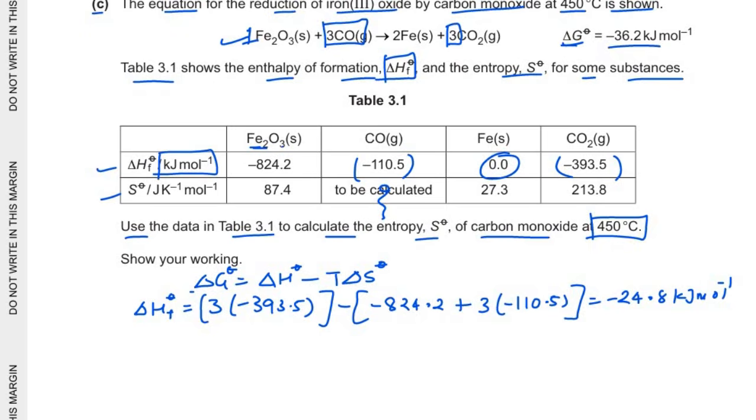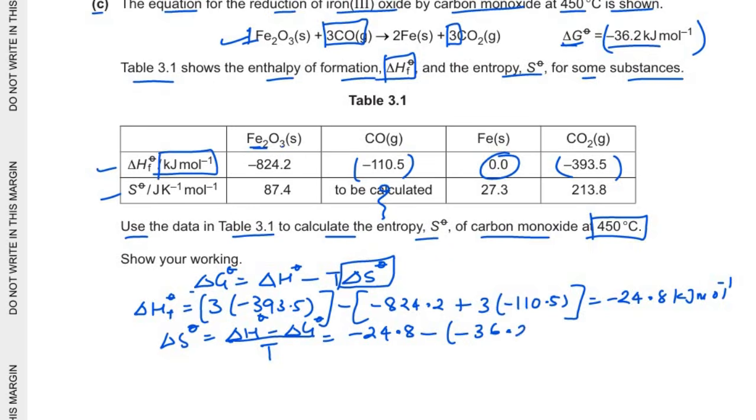Now if we substitute these values into the equation and rearrange the whole equation to get the entropy change, then we get entropy change is equal to delta H minus delta G, all in standard form, upon the temperature. So if we substitute all the values, enthalpy change is minus 24.8 minus of the Gibbs free energy which is given in the equation, that is minus 36.2.